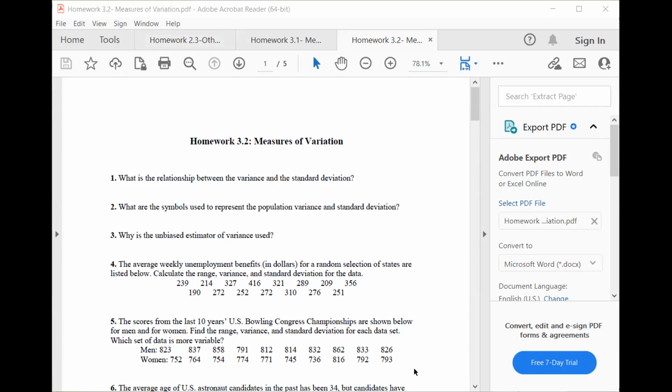Okay, what is the relationship? What she's asking is, how are they related? So if I have the variance versus the standard deviation, what do you know about the variance versus the standard deviation? Not a lot. Okay, well, it's in the slides. It's also in the textbook. So let's look at that now.